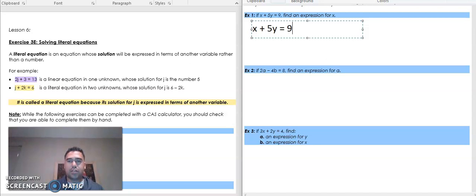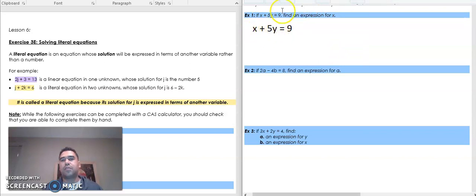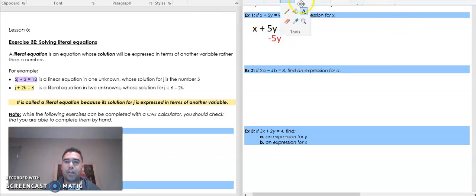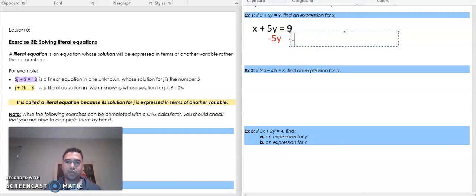x plus 5y is equal to 9. Now, as you can see, there is a plus 5y associated with this x. So to get rid of it, all I'm going to do is subtract 5y. I'll do the opposite, which is take away 5 lots of that y. And as a usual rule, whatever I do to the left, I'm also going to do to the right.